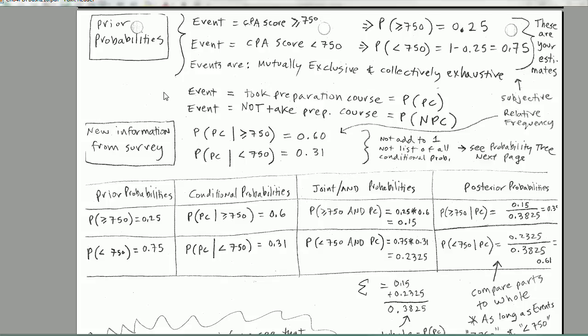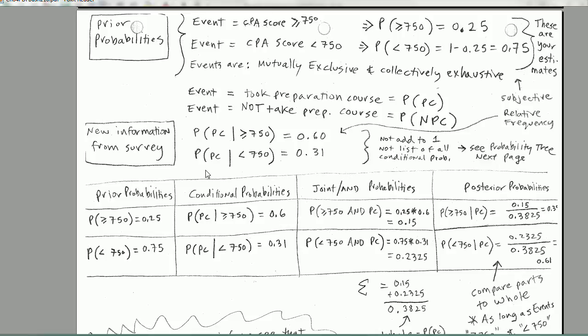Now, we're going to define the event took a prep course as PC, and the event not took a prep course as NPC. Now, this is the new information. Conditional probability of 0.6 that they took a prep course given that they got a passing score, and 0.314 took a prep course given that they didn't have a passing score. And here's our table method for calculating posterior probabilities. We start with the prior probabilities, 0.25, 0.75. So 0.25 is the probability that we've estimated that we will pass. Here's the new information: the probability the person took a prep course given that they had a passing score is 0.6.